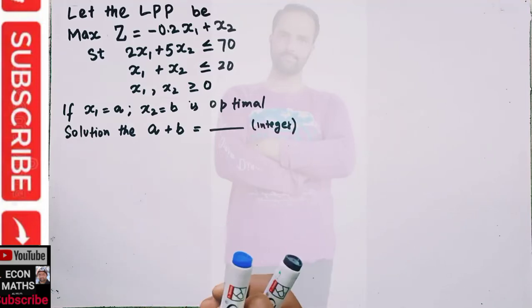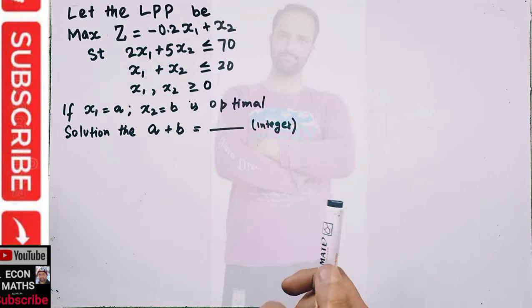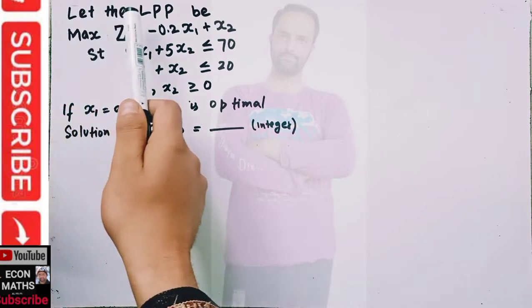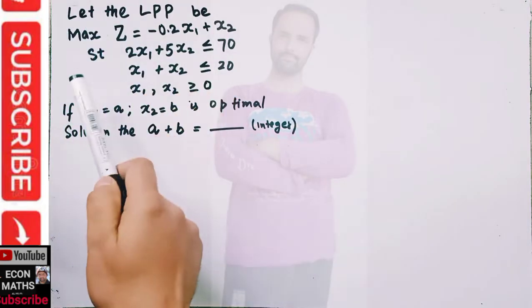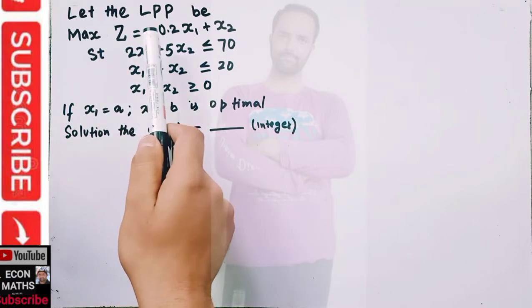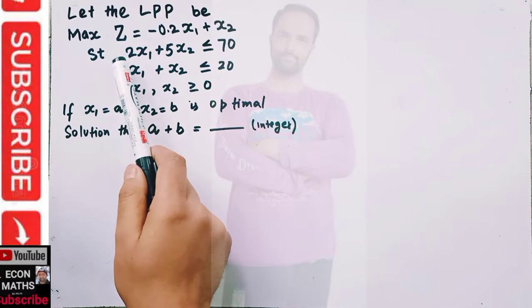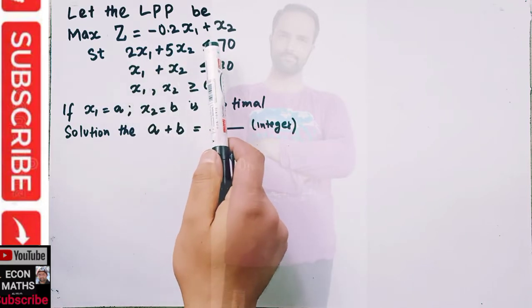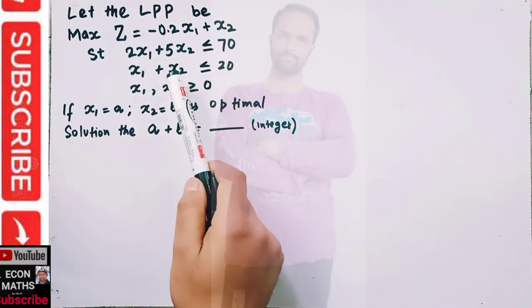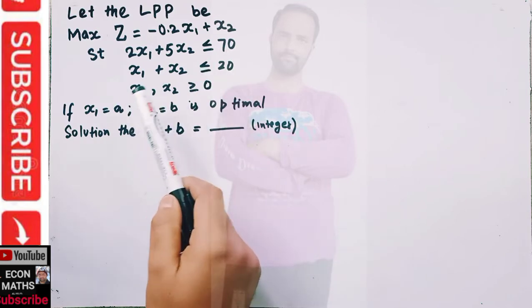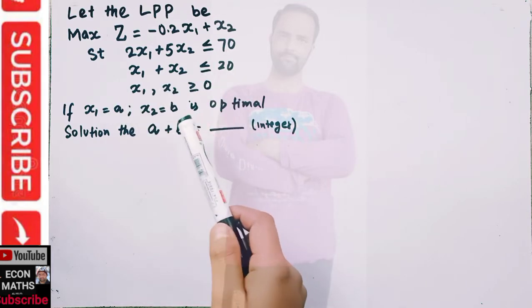Let us solve a question that was asked in GM Economics paper of 2022 regarding linear programming problem. The question is like this: let the linear programming problem be maximize z is equal to minus 0.2 x1 plus x2 subject to the constraints 2x1 plus 5x2 is less or equal to 70, x1 plus x2 is less or equal to 20, x1 and x2 are greater or equal to 0.